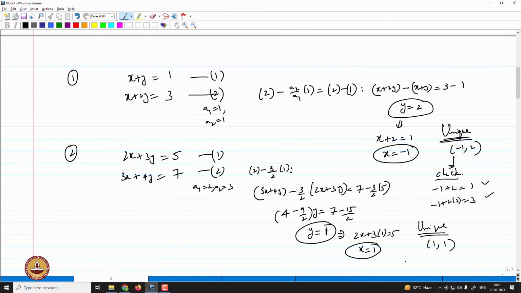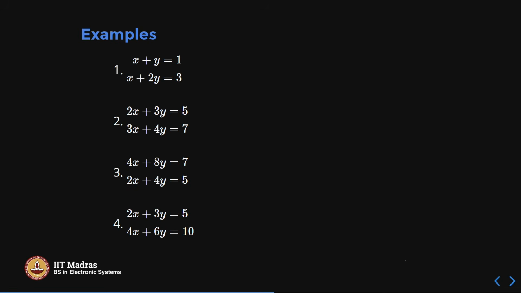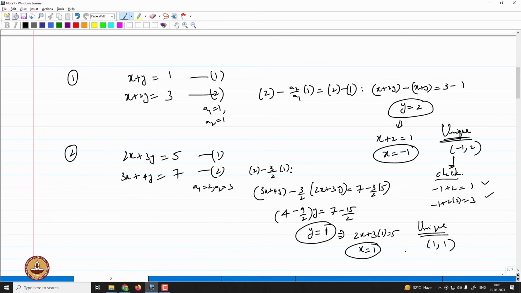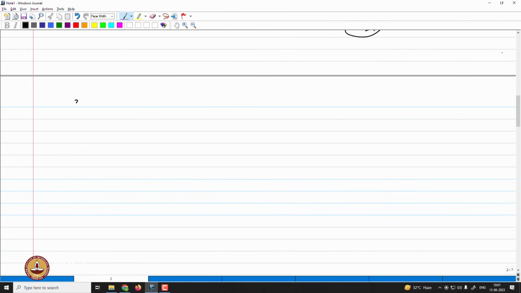It's just simple practice. You can practice this any number of times. You might have done it numerous times earlier as well. Easy situation. The next problem is 4x plus 8y is 7 and 2x plus 4y is 5. Let's try that. I think I've cooked this up so that you'll get a different type of solution here. 4x plus 8y equals 7, 2x plus 4y equals 5. Is that correct?